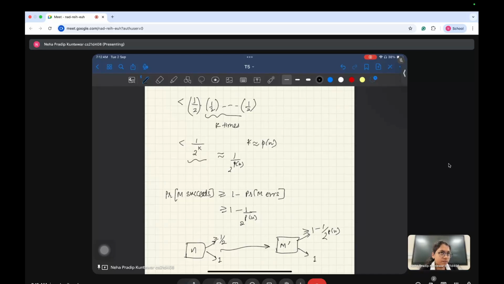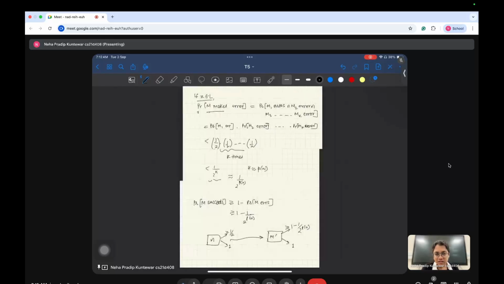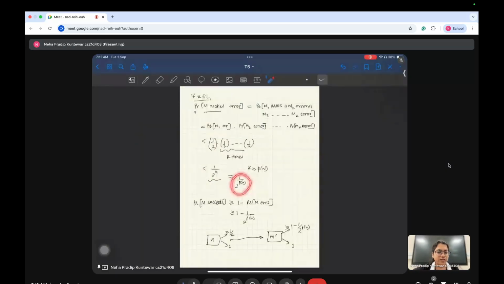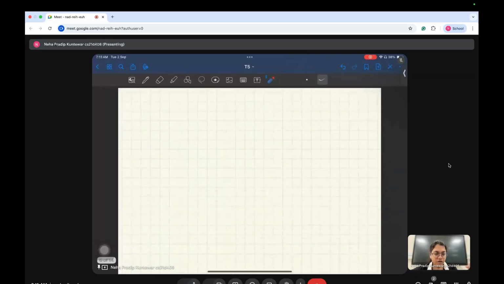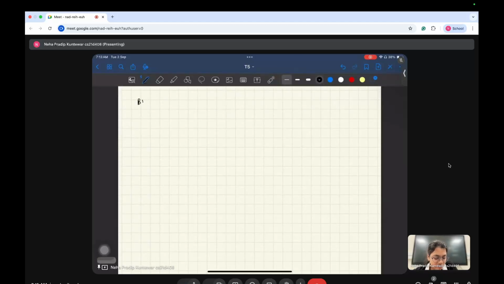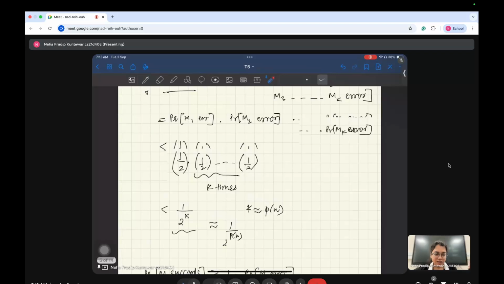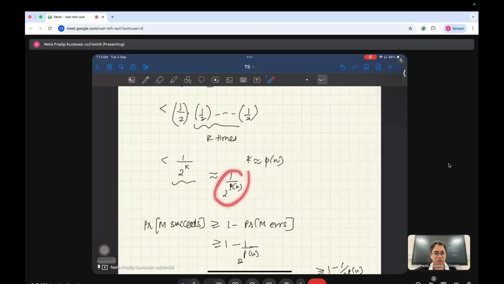Okay, so this is the nice thing that we could do about RP. So even though we started with a machine with an error probability of half, we could bring it down all the way to a very negligible value. Now the question is, can we do the same thing for BPP? That's why it really does not matter, by the way, in the case of RP, whether you choose half or something larger than that, because even if you take half, just by running it a few number of times, you can actually bring the error down to a very low value.